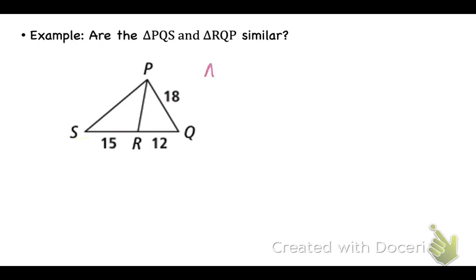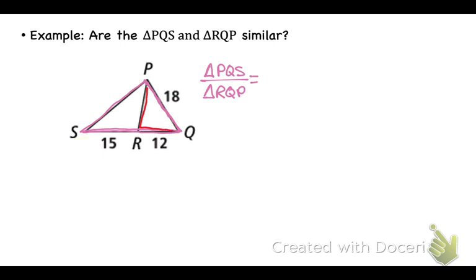So, triangle PQS and triangle RQP. So, PQS, that's the whole triangle, isn't it? Okay. And then RQP is what? Just like a little under half. Like this one right here?